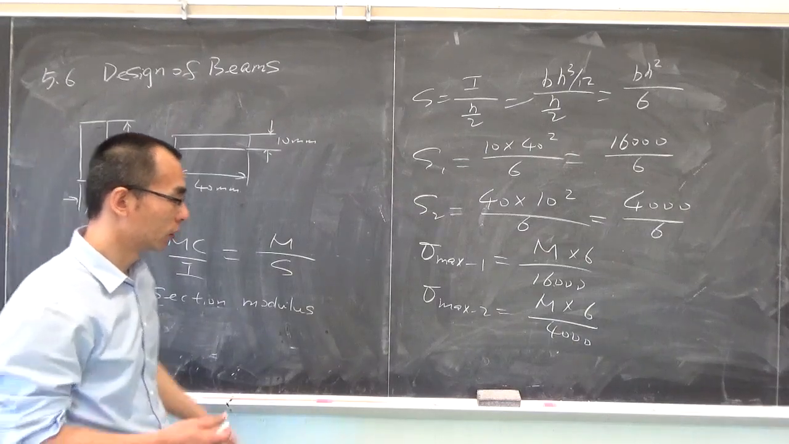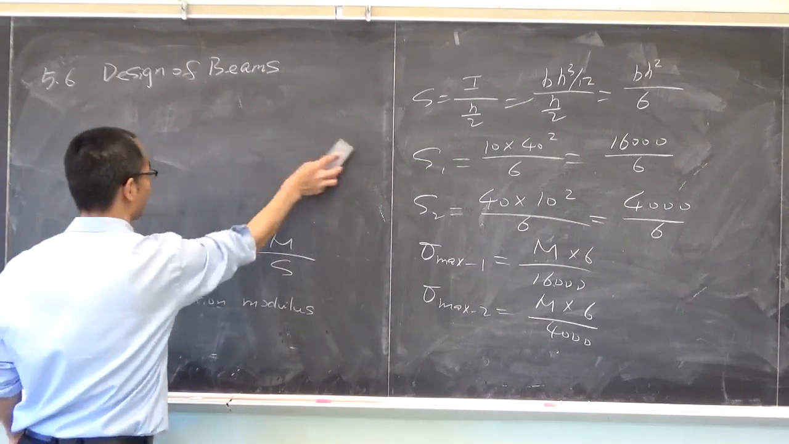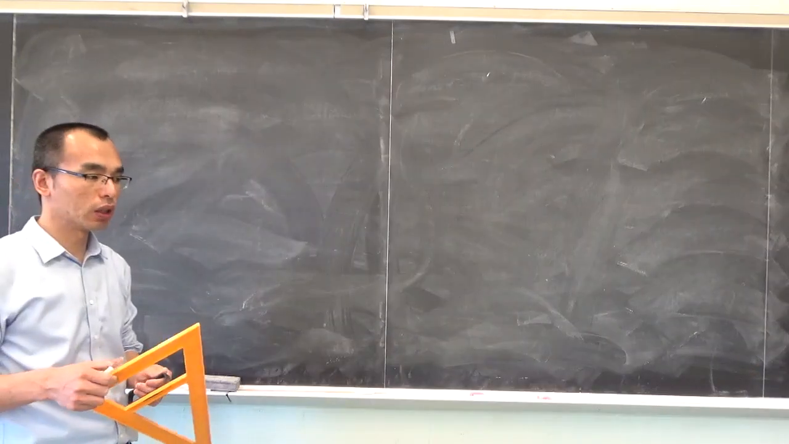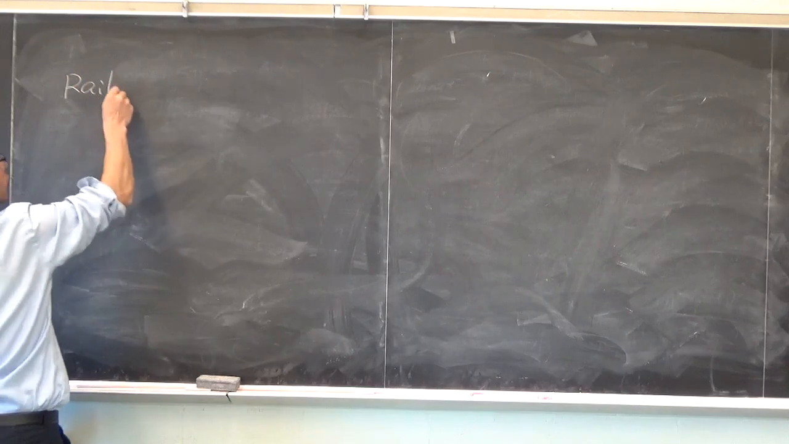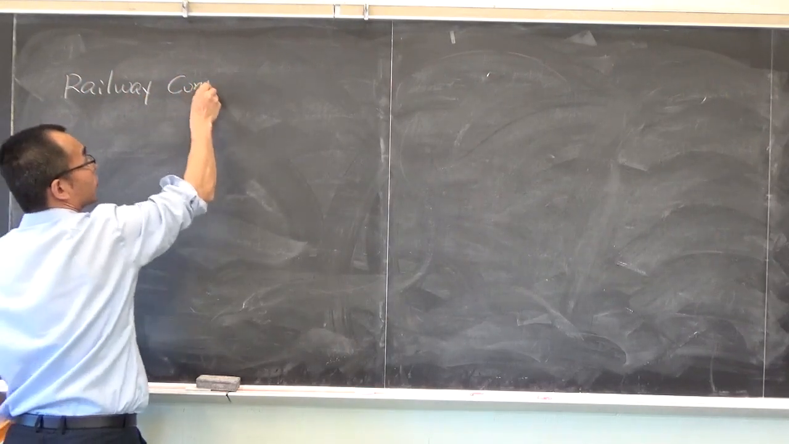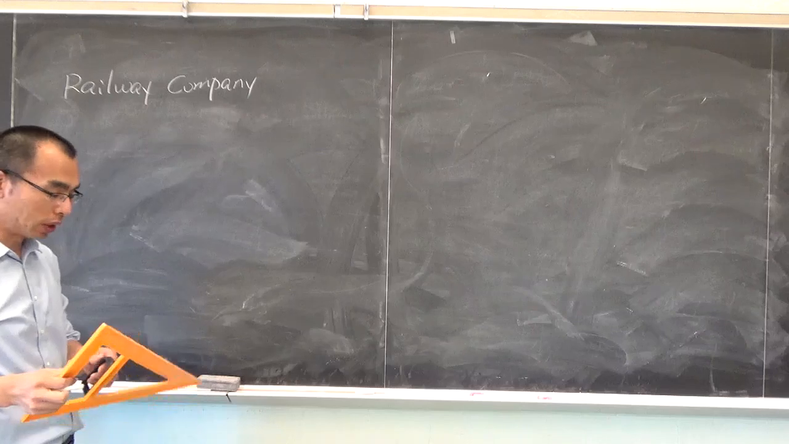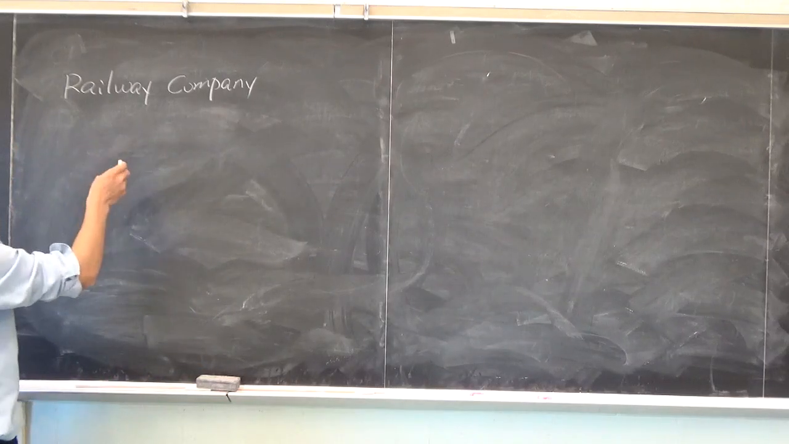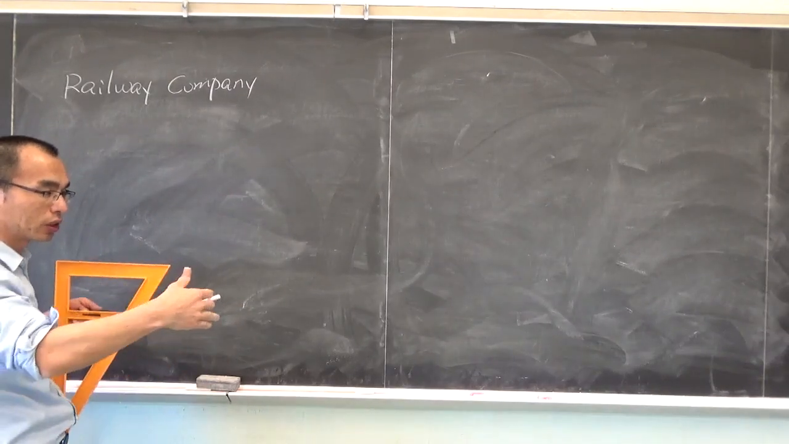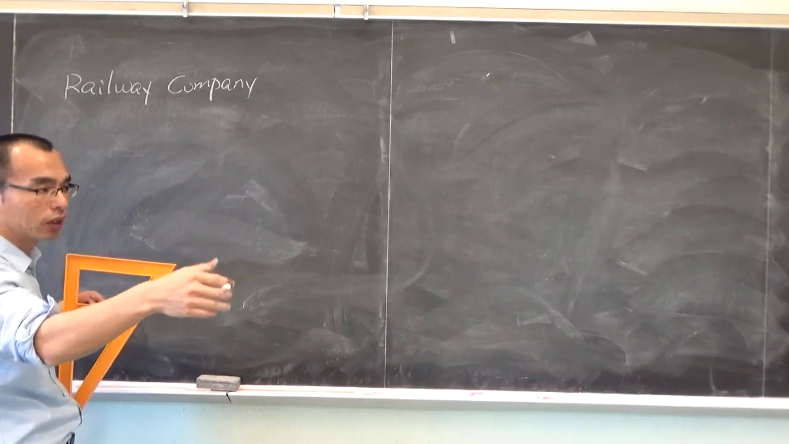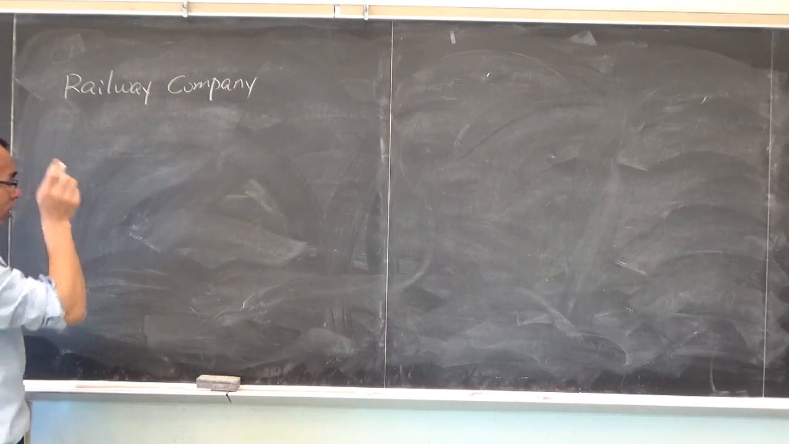Let's talk about another comparison. If you work in a railway company and your boss asks you to design a railway, you have an option. You are given a piece of material, and you need to design a certain length, like 10 meters long, but the material is the same. Then you may think, what kind of cross section should I have?